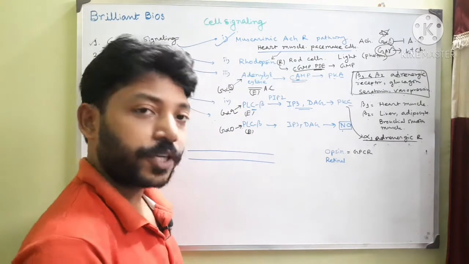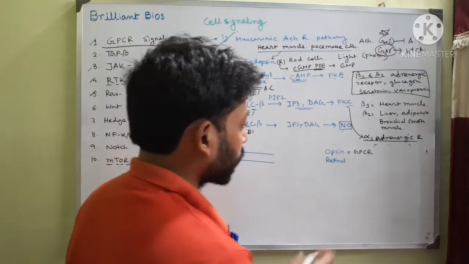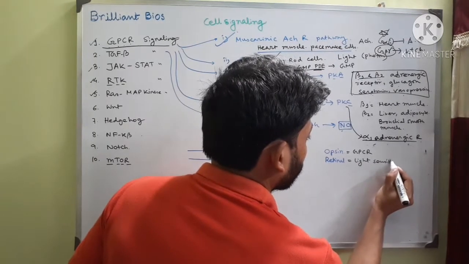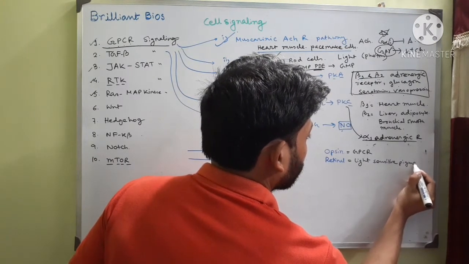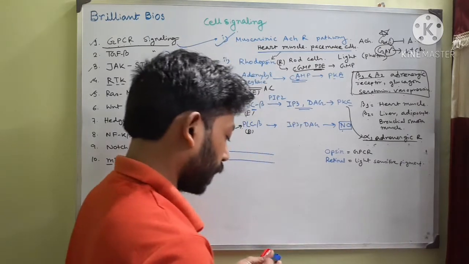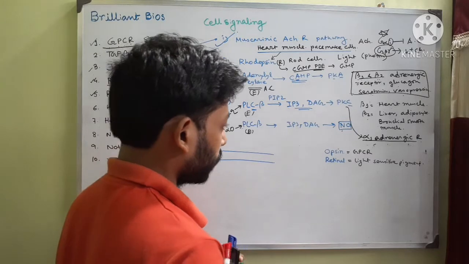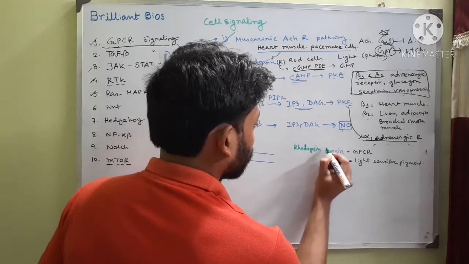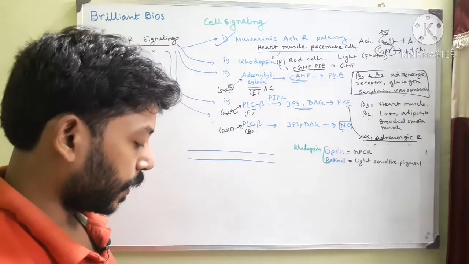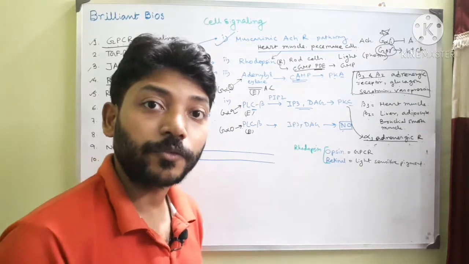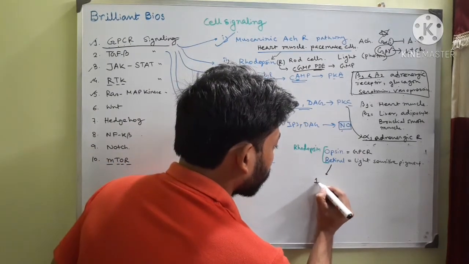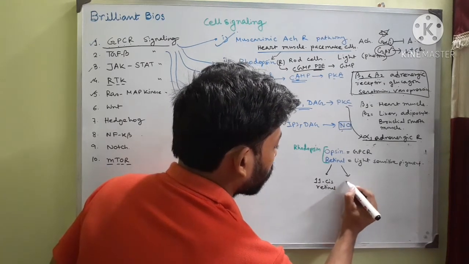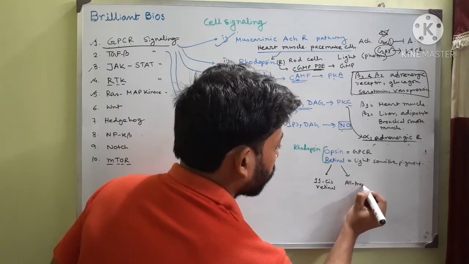It is actually a modification of vitamin A. This retinal is a light sensitive pigment. So I can write here that rhodopsin is these two components, opsin and retinal. Now this retinal can exist in two different states. One is called 11-cis retinal and another is called all trans retinal.